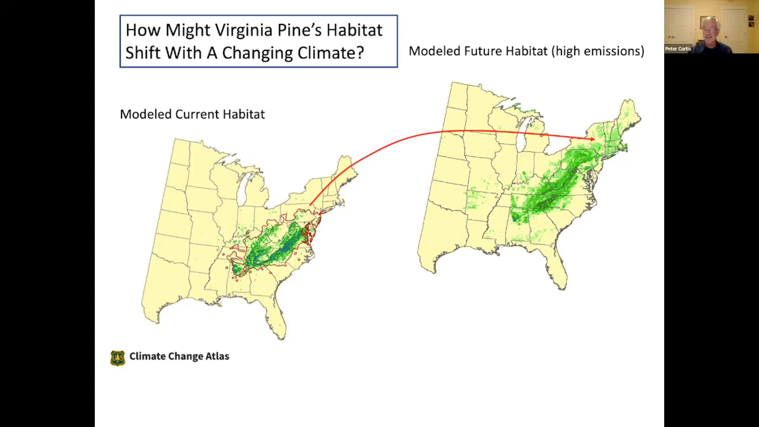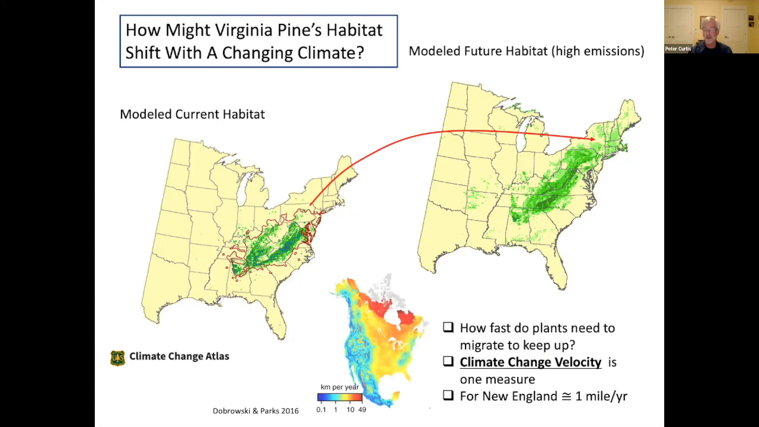Now, the question then arises, could Virginia pine actually make its way there? And one of the measures that we used to think about that for plants is how fast do plants need to migrate? How fast do they actually need to move to avail themselves of this new habitat? And a measure of that is something called climate change velocity. I'm not going to go into a lot of details about that, but it's based on trying to estimate how fast an organism, plant or animal, would need to move to keep track with its preferred habitat. So in this case, it's sort of marching north. How fast would that have to be?